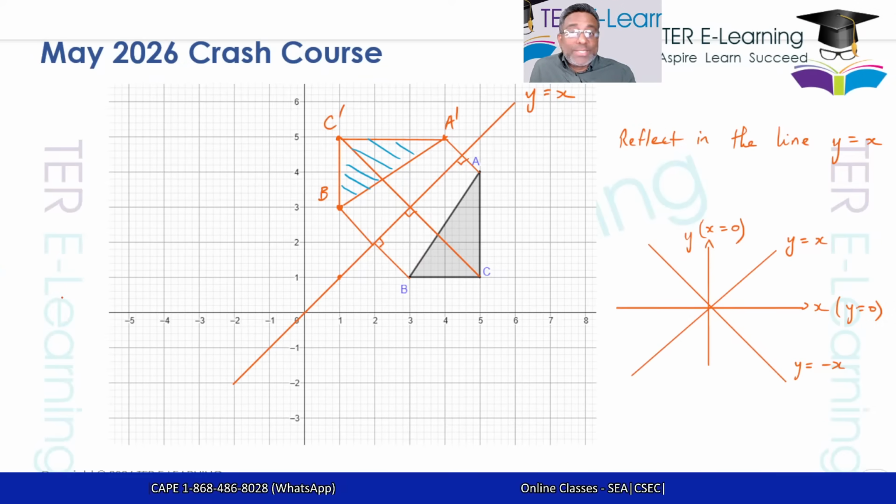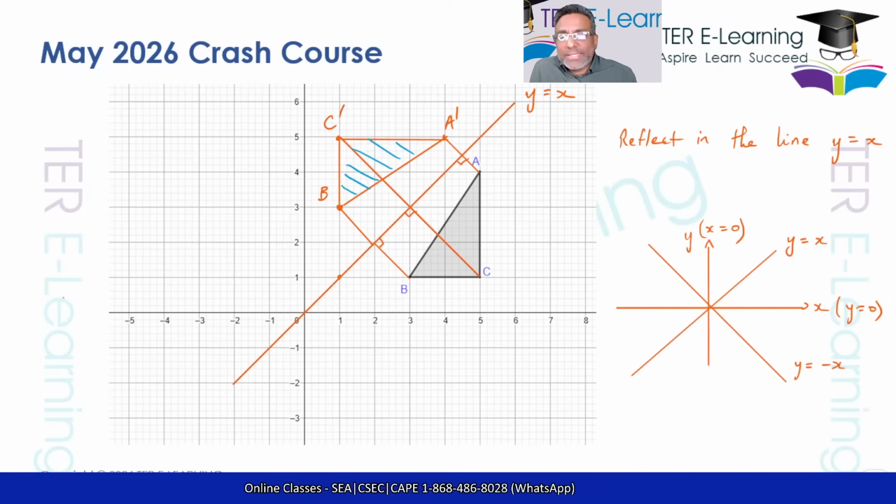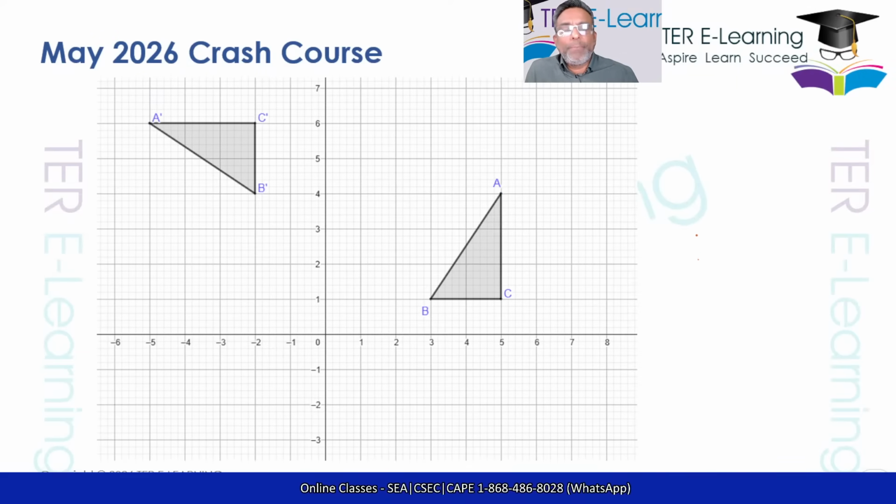So that's our third thing that could come in the exam. That's a reflection. It's easy to spot a reflection. Now, if you are asked to describe this transformation as fully as you can, let's say you have to describe this rotation as fully as you can, how are we going to do that?